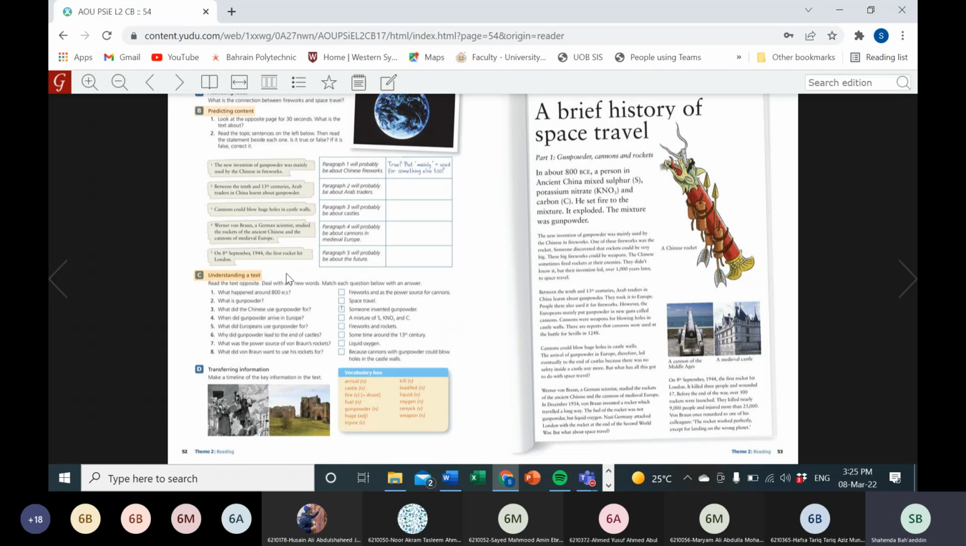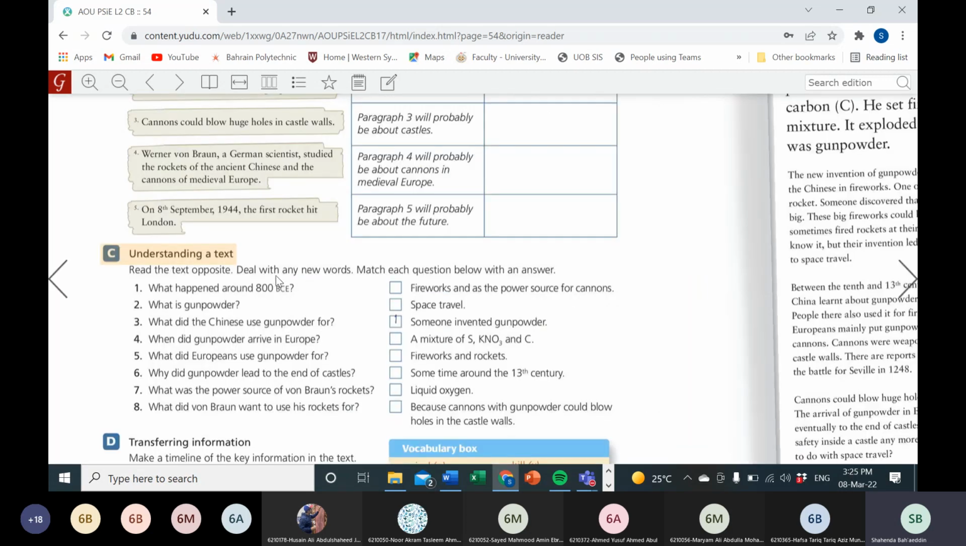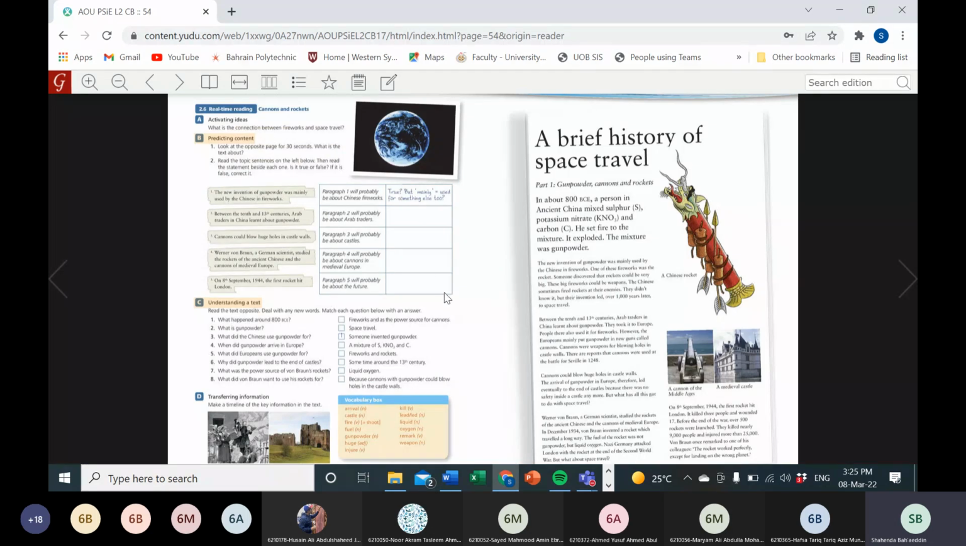Read the text opposite, deal with any new words, match each question below with an answer. So we have here 8 questions. We need to match them with their answers. Okay, so this is the scanning part. I'll give you 5 minutes to do this exercise and we will be back and check our answers together. I want you to match the questions with the answers based on the text.